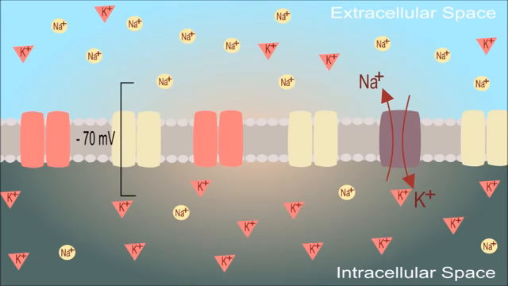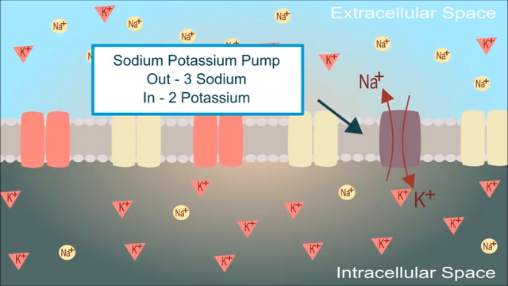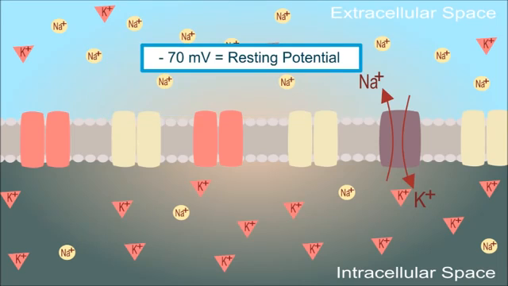This creates a voltage difference of -70 mV, which is created by leaky ion channels that are more permeable to potassium ions than sodium ions, which causes potassium to leave the cell and only a small amount of sodium ions to enter. The sodium-potassium pump also regulates the environment by pumping out 3 sodium ions in exchange for 2 potassium ions.